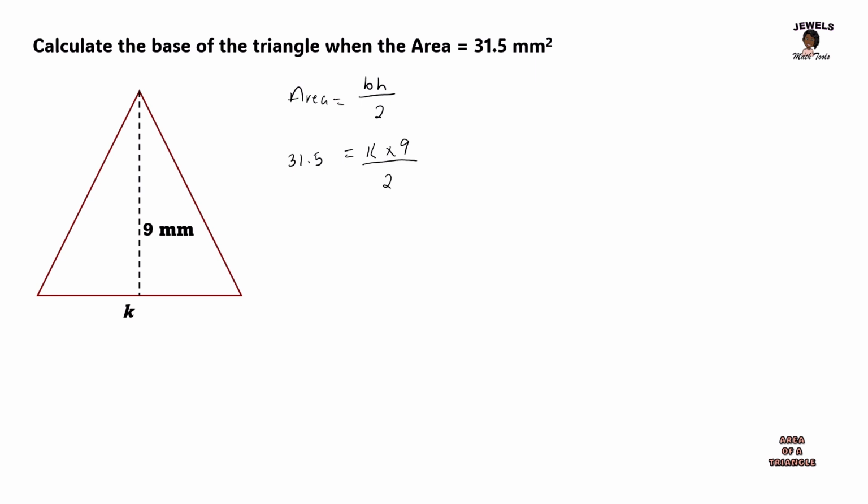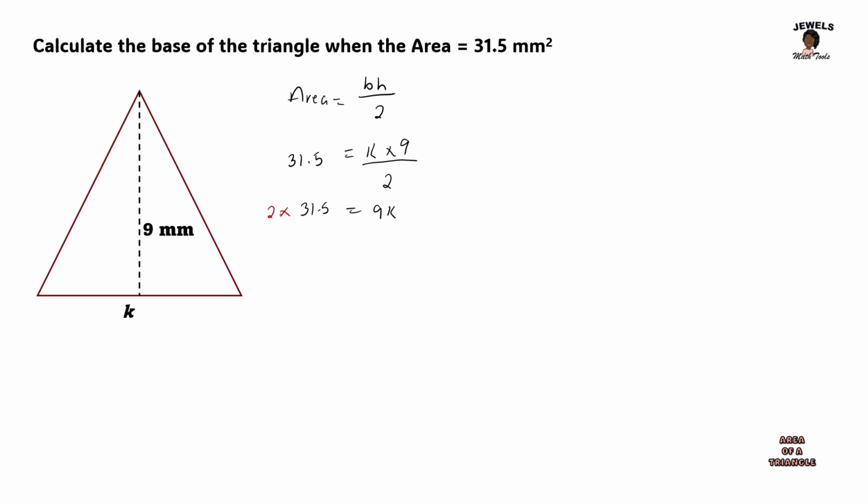So we're going to begin by first taking our 2, which is being divided on the right hand side, and multiplying it to our 31.5 on the left hand side. And with our k times 9, this will equal 9k, because remember, whenever a variable and a constant is multiplied together, we multiply the two together by just combining them.